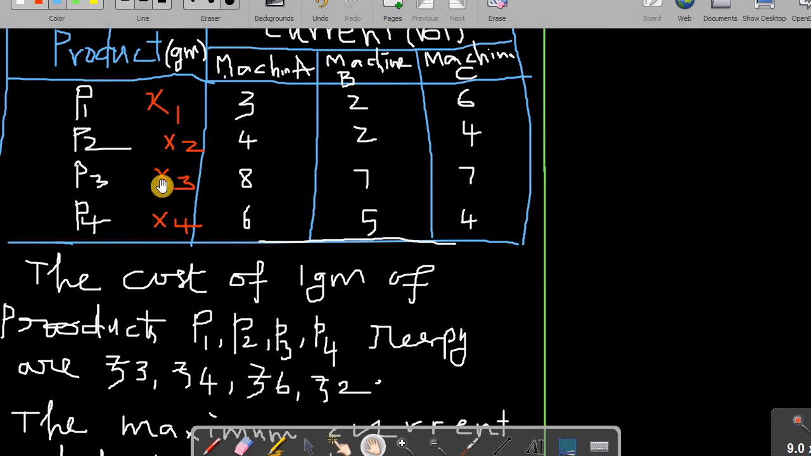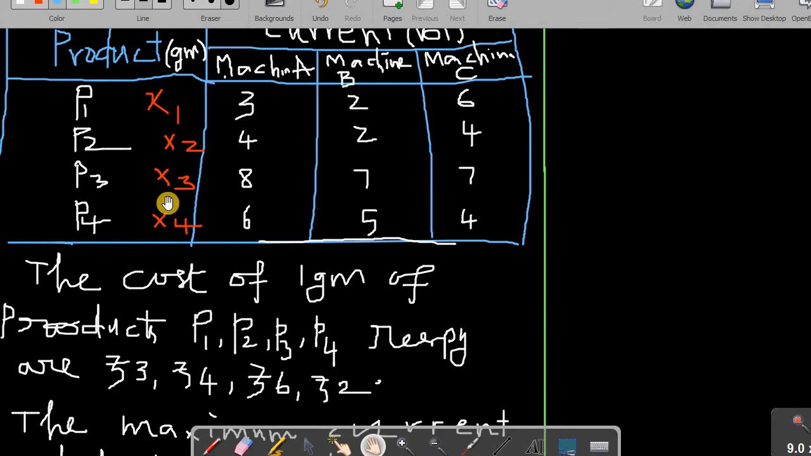Similarly, 6 into x3 will give you the total profit given to the company by product 3. And the last one, 2 into x4 will give you the profit by P4 to the company. So if you add all of them, 3 into x1 plus 4 into x2 plus 6 into x3 plus 2 into x4 will give you the total profit to the company. Am I correct? The total profit or total income to the company.